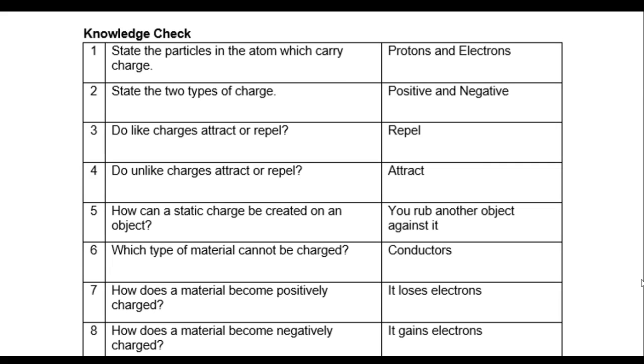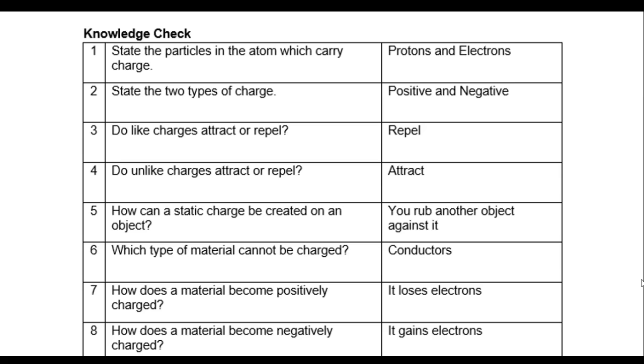Here are the answers to the questions. So, for the first question, the particles in the atom which carry charge are protons and electrons. The two types of charge then are positive and negative. So protons have a positive charge and electrons have a negative charge. Like charges repel, whereas unlike charges attract.